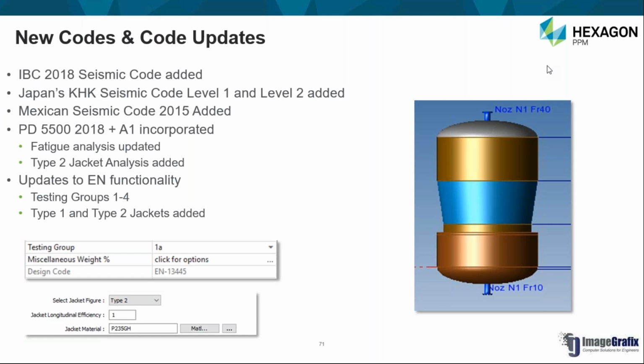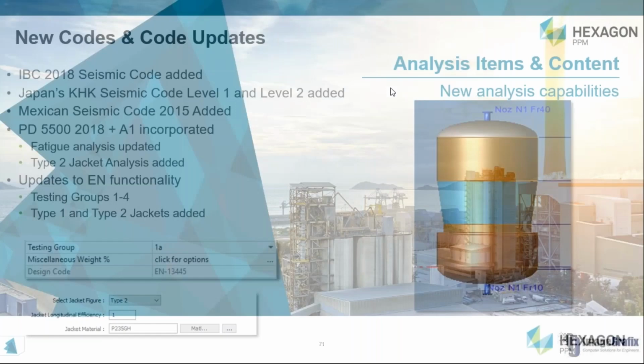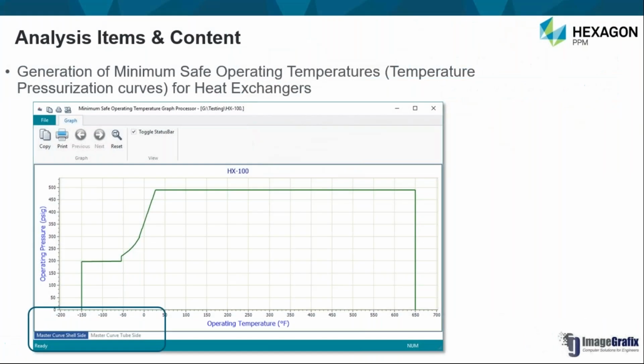Then coming to the analysis items. You may have seen in the earlier version where they added the feature of generating minimum safe operating temperature curves. Earlier it was for vessels, now they have added it for heat exchangers. So now we can generate the MSOT curve for both the shell side and the tube side of the heat exchanger. They have updated PVLite to generate a pressure temperature curve, known as your MSOT curve, and it will display in your output processor application, so that you can plot a temperature and pressure point to check for unsafe conditions. Okay, so this has been added.